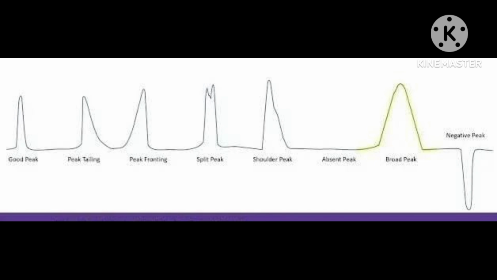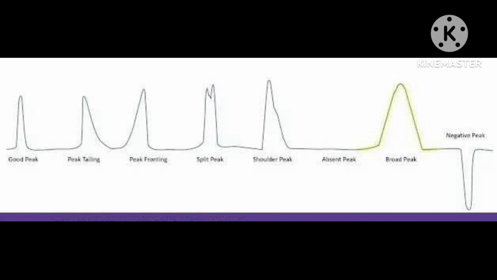Mobile phase temperature. If the mobile phase temperature is too low, the peak may appear broad, and increasing the temperature may help to sharpen it. Mobile phase additives. The concentration of additives in the mobile phase can affect the peak shape.